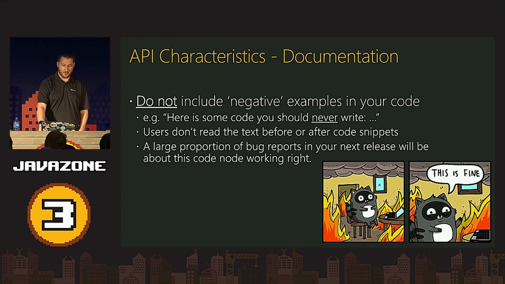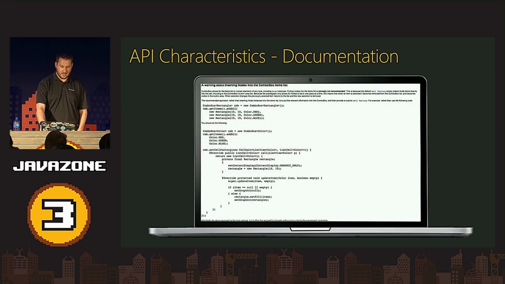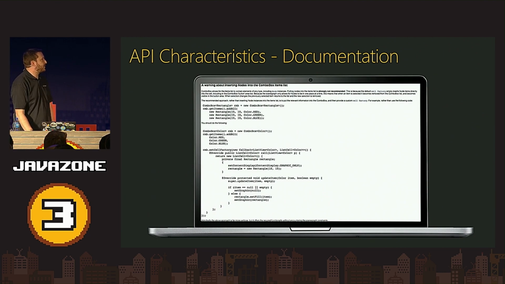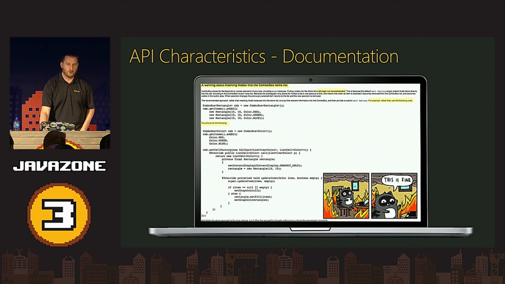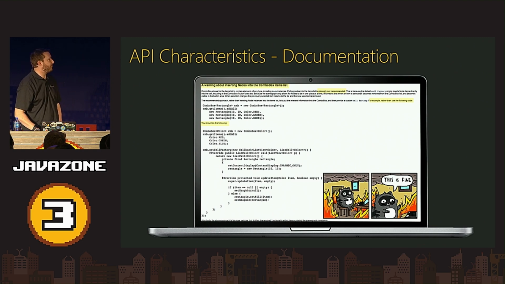So a large proportion of my bugs for some JDK releases were people saying, I did what your Javadoc says and it doesn't work. So this is an example. I had to go back a few releases. I'm sorry you can't quite see it, but it says at the very top, a warning about inserting nodes into the combo box items list. This is strongly not recommended. For example, never use the following code. You should do the following. And I got so many bug reports and so many people calling me an idiot on Twitter about that first chunk of code, that 5 or so lines of code, because no one bothered to actually read the text around it.